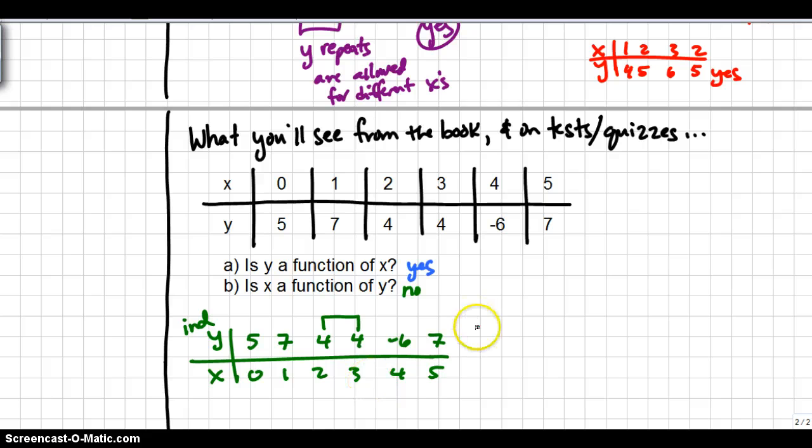Later on in the chapter, we will be learning how to visually tell if something is a function or not. For this lesson, our focus was on finding functions from tables.